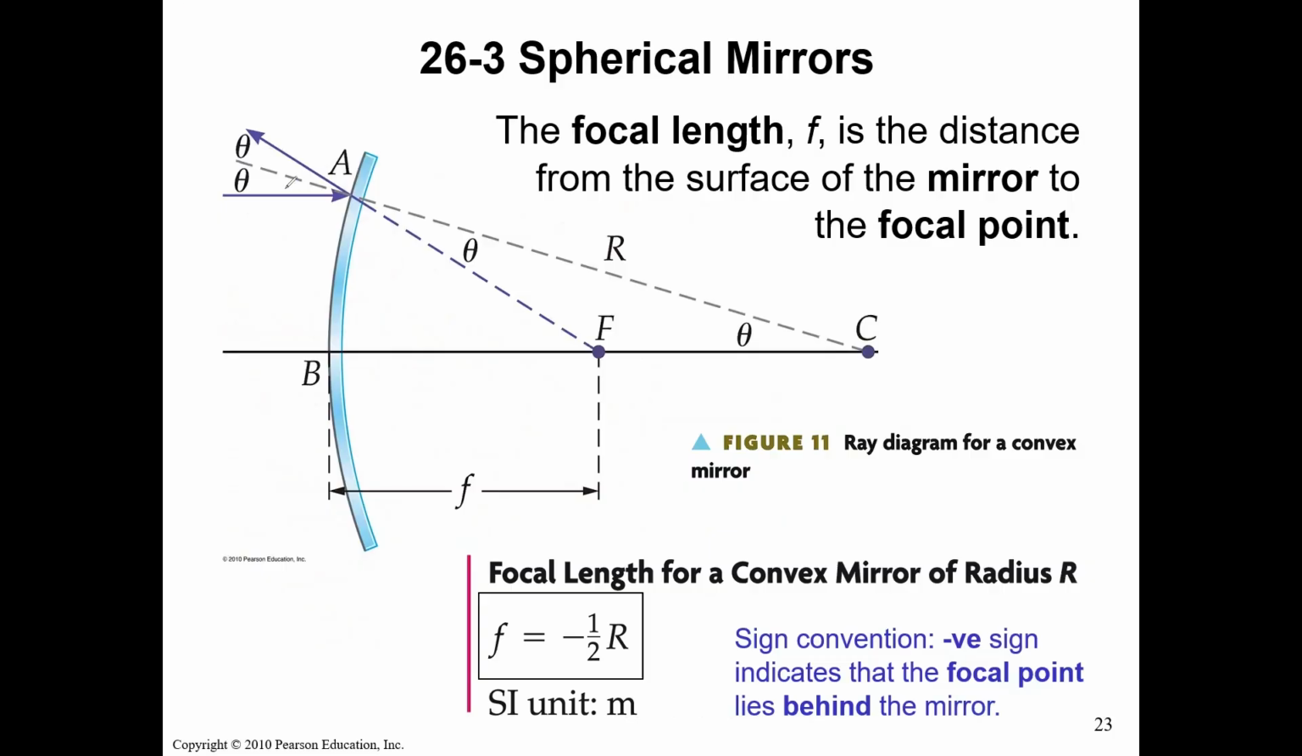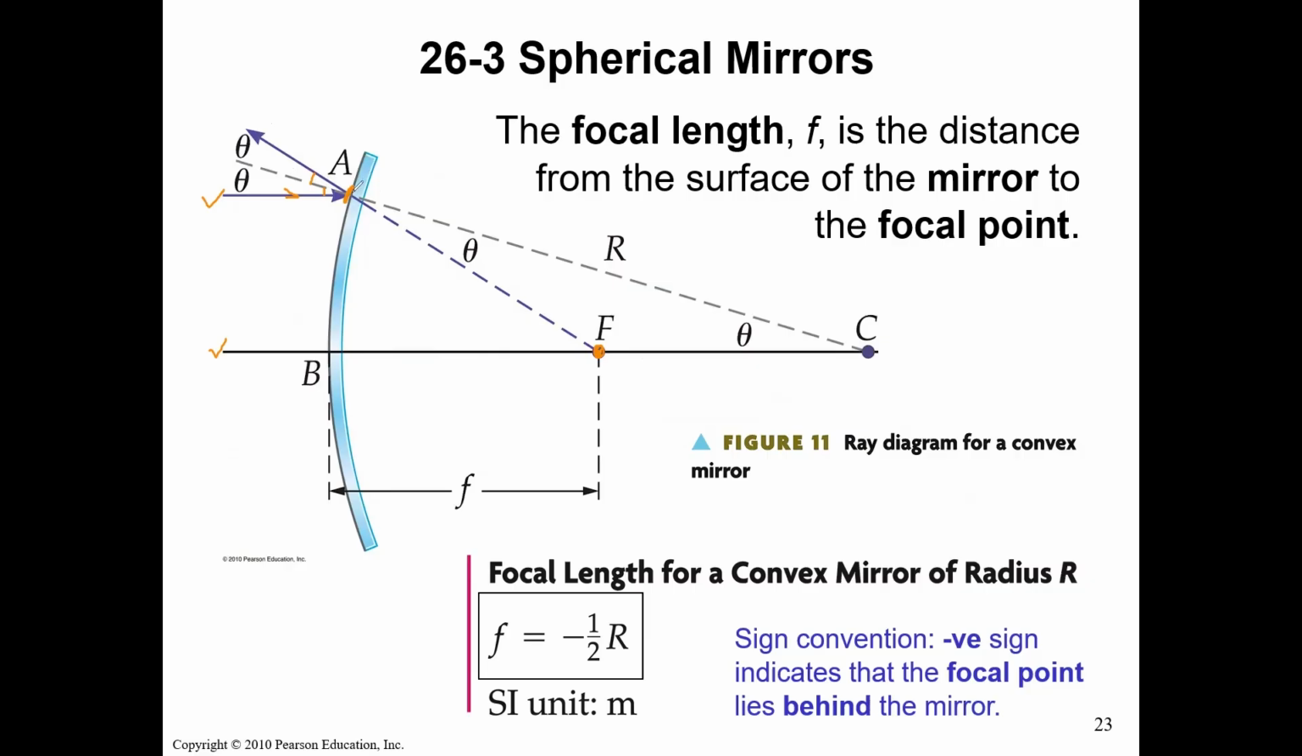So we can have this kind of light ray parallel to the principal axis. This is the principal axis, and this is the light ray we're talking about. It makes an angle theta with the mirror surface. And then the law of reflection tells us the angle of reflection is the same as the angle of incidence. So now we extend this reflected light ray, and it crosses the principal axis at point F.